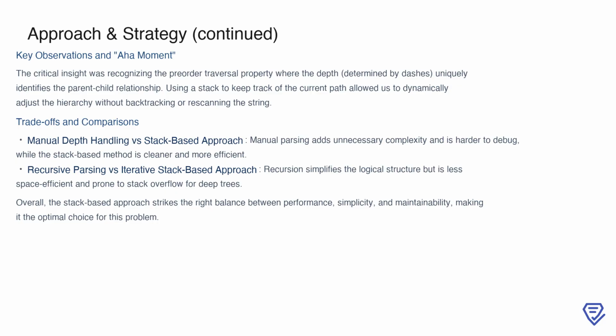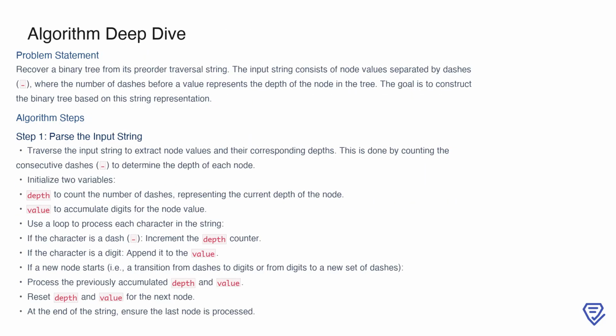To solve the problem of recovering a binary tree from its preorder traversal string, we need to carefully interpret the input format. The given string represents node values separated by dashes, where the number of dashes indicates the depth of a node in the tree. Our goal is to reconstruct the tree based on this encoding.